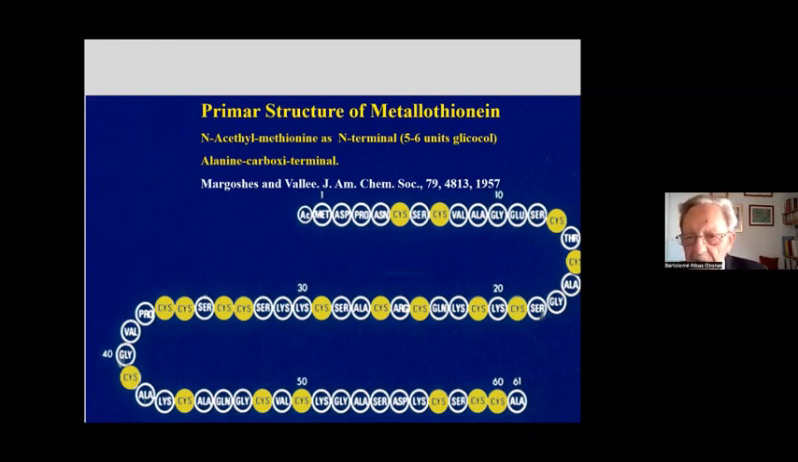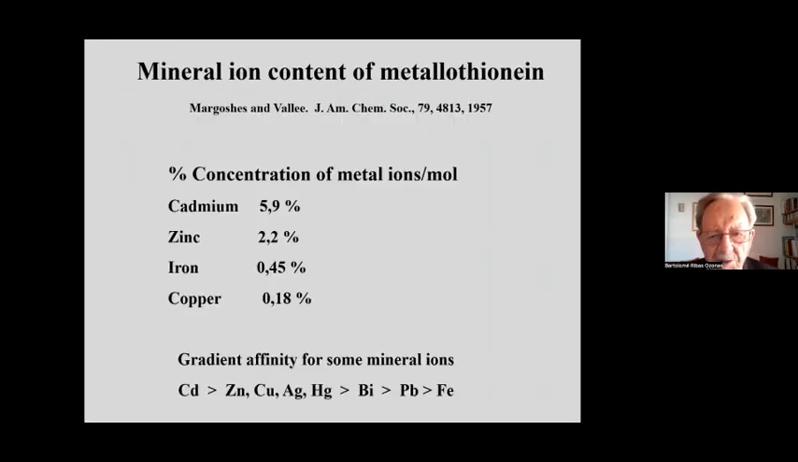In the next figure, we see the several mineral elements established by Margoshes and Vallée, and the gradient of affinity of some mineral ions, such as cadmium, zinc, copper, silver, bismuth, lead, and iron.